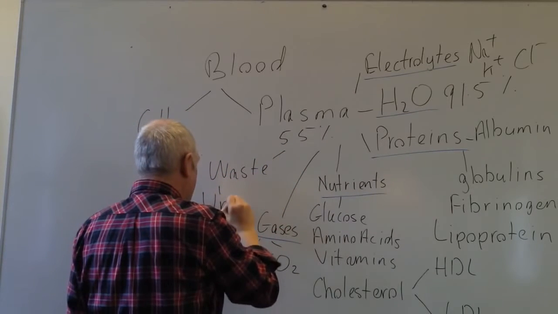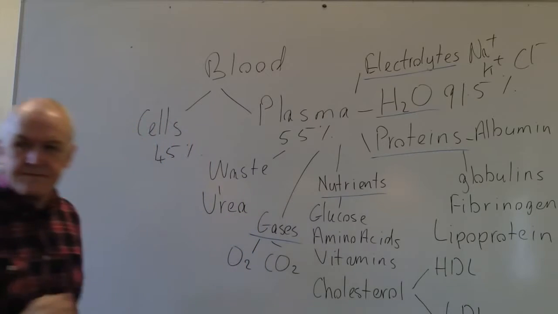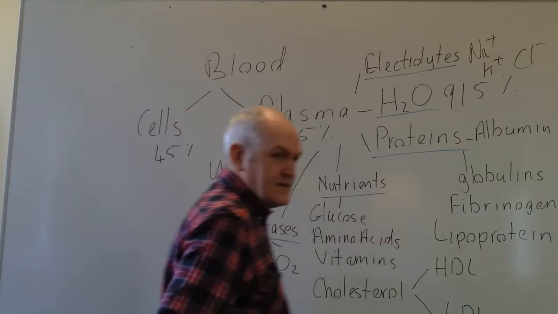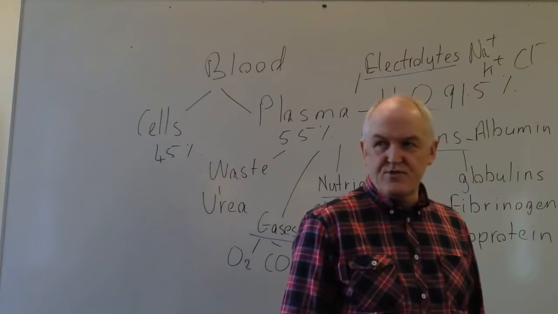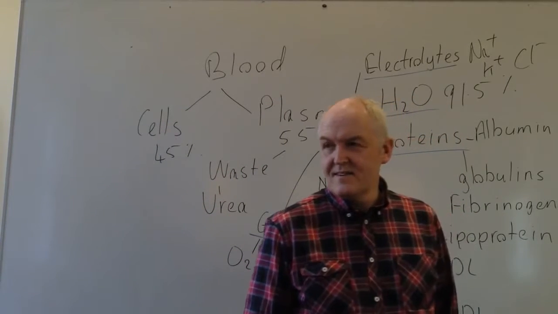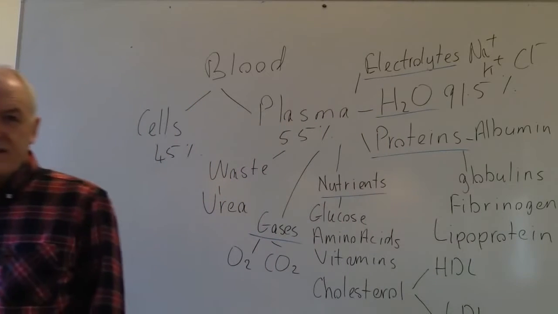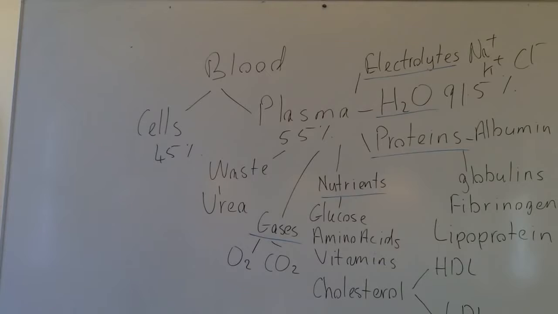Urea would be a good example. Urea is produced in the liver to excrete waste nitrogen. Circulates in the blood and is excreted into the urine by the kidneys.